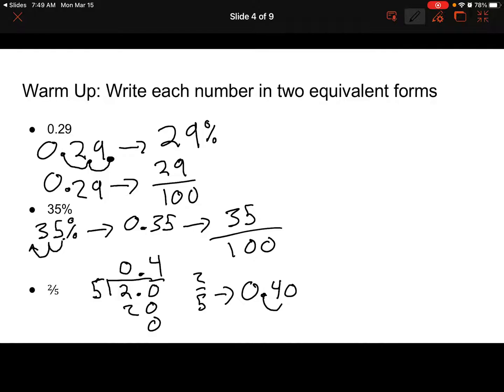Now we need to move our decimal 2 places over to the right. So 1, 2, and 0.4 would become 40%.